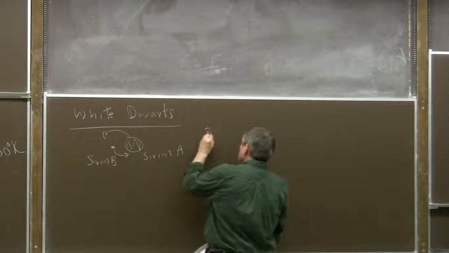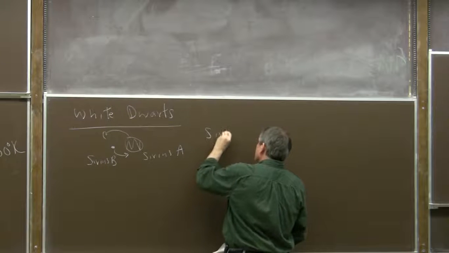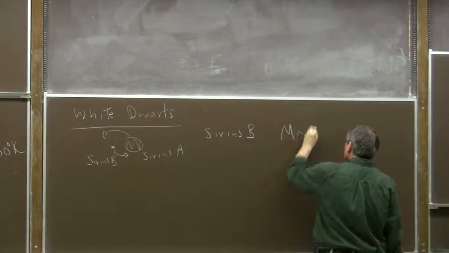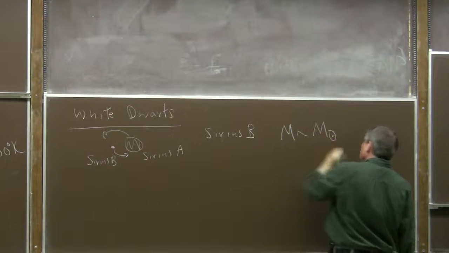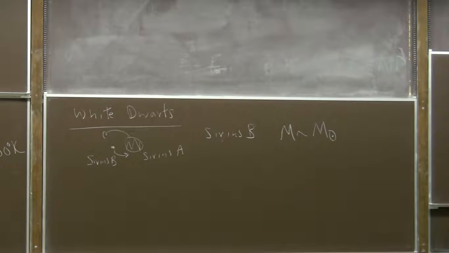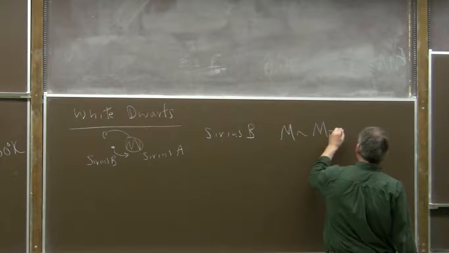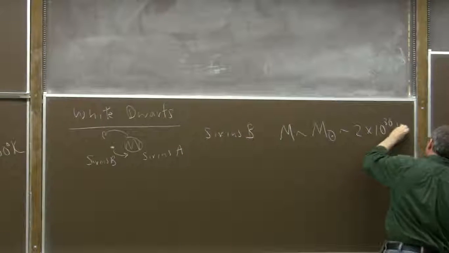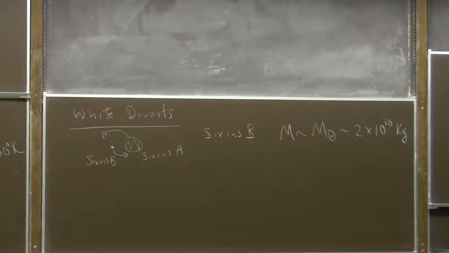So it turns out that Sirius B has a mass which is pretty close to the mass of the Sun, which is what? Anybody know the mass of the Sun? All right, you have 2 times 10 to the 30 kilograms. Well, you need to think about it.